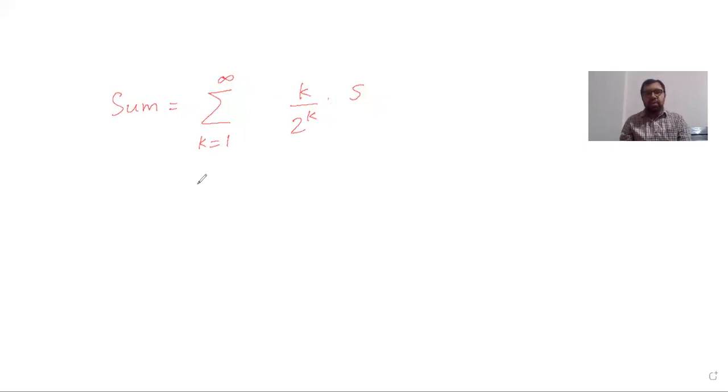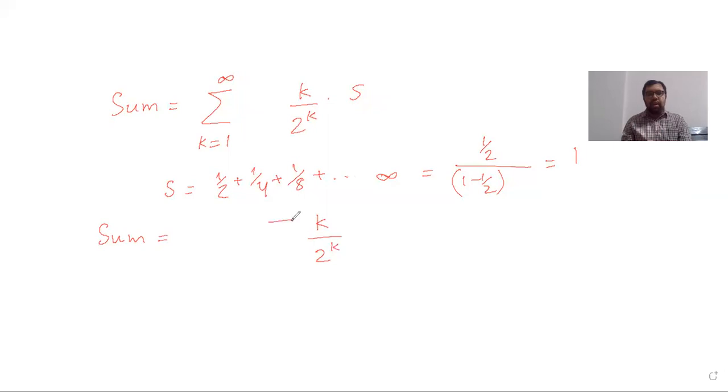Now S was basically the infinite GP, which I solved just now, half plus 1 by 4 plus 1 by 8 up till infinity. And I applied the formula a upon 1 minus r, so half upon 1 minus half. Now 1 minus half is half only, so half upon half cancels out and we get the value of S as 1. Okay, so now if you substitute the value of S equal to 1 here, we are left with the part k upon 2 raised to k, where the summation runs from k is equal to 1 to infinity.